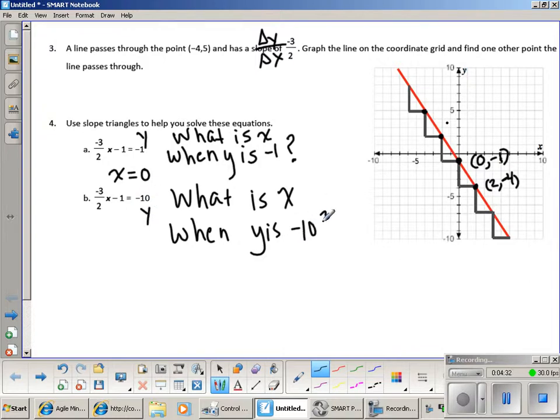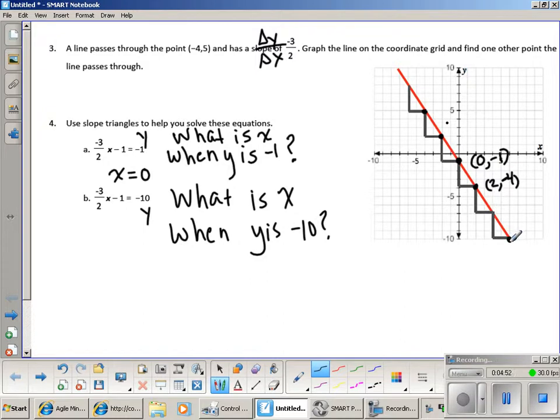Okay, so let's go find y = -10. Down here on the y-axis, there's where y is -10. But remember, I have to go over to where my line is. Right here is where y is -10 on my line.